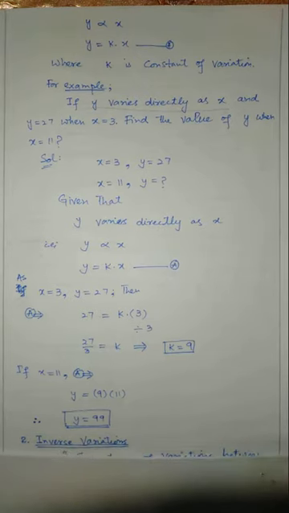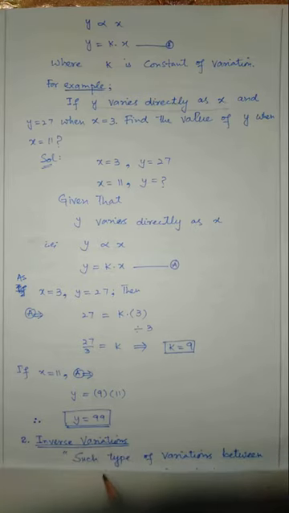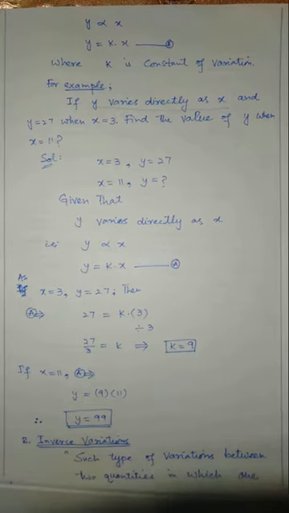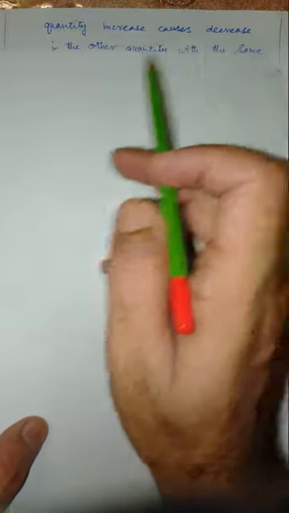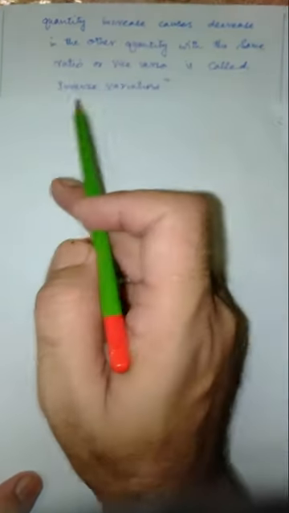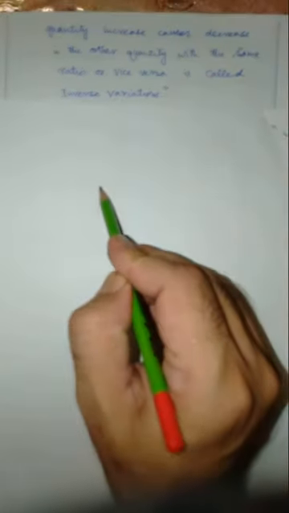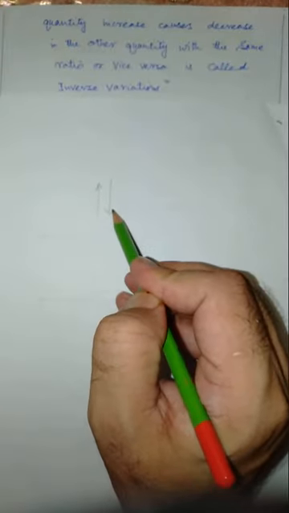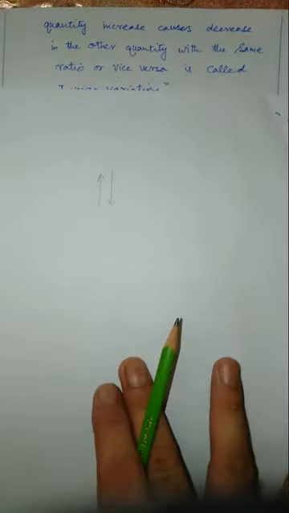Now the second type is inverse variation. What is inverse variation? Such type of variation between two quantities in which one quantity increases and causes a decrease in the other quantity with the same ratio, or vice versa, is called inversely proportional. Inverse proportion is such type of variation in which if one quantity increases, then the second quantity will decrease. This is called inverse proportional.